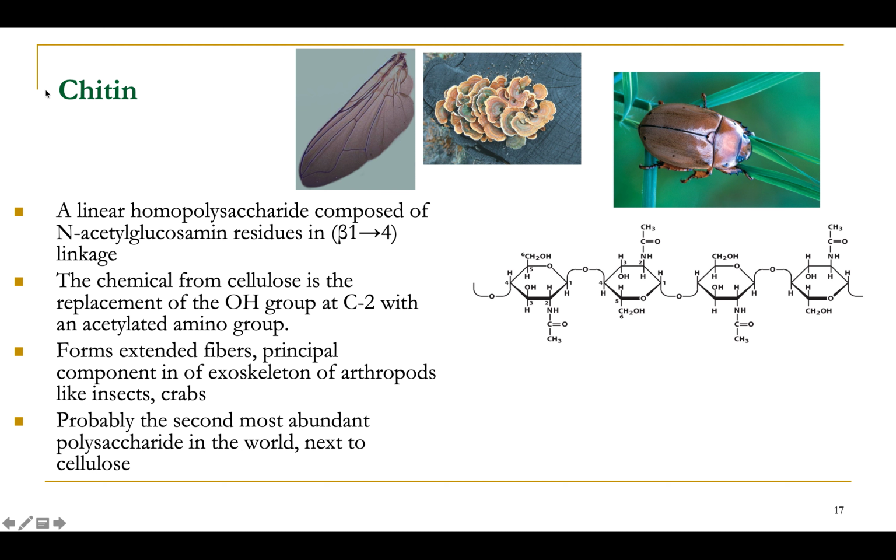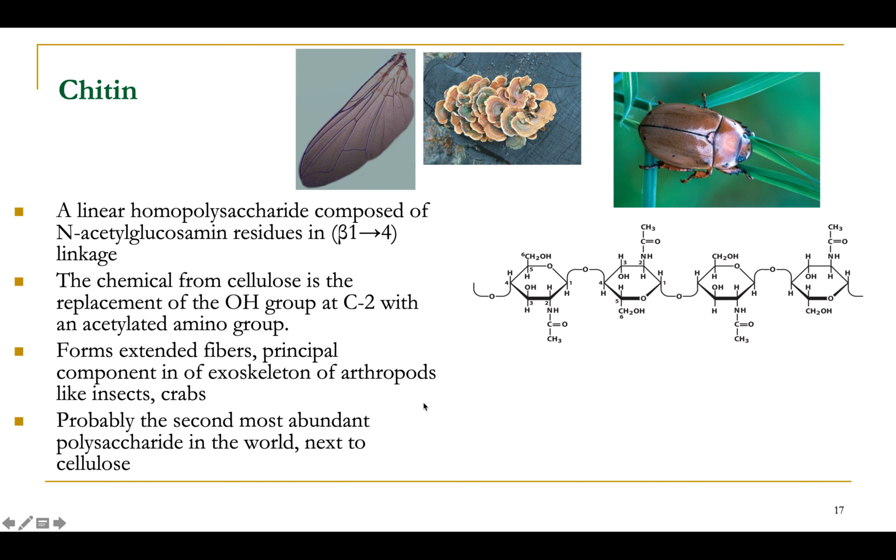Chitin is probably the second most abundant polymer on Earth. It forms the exoskeleton of many invertebrates and the cell wall of fungi. Similar to cellulose, it is a linear homopolymer and consists of 1 to 4 beta linked derivatives of glucose called N-acetylglucosamine. The only difference between cellulose and chitin is the amino group in the second position of the glucose residues.